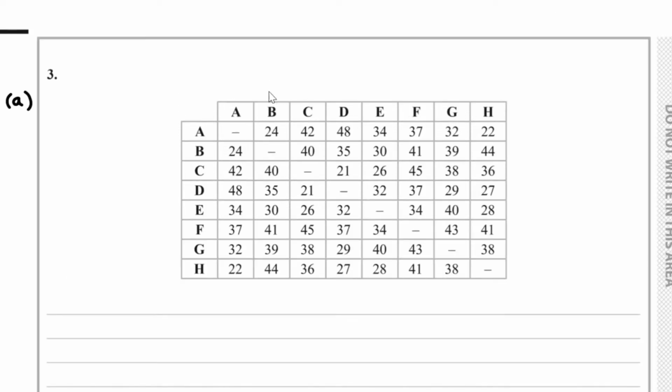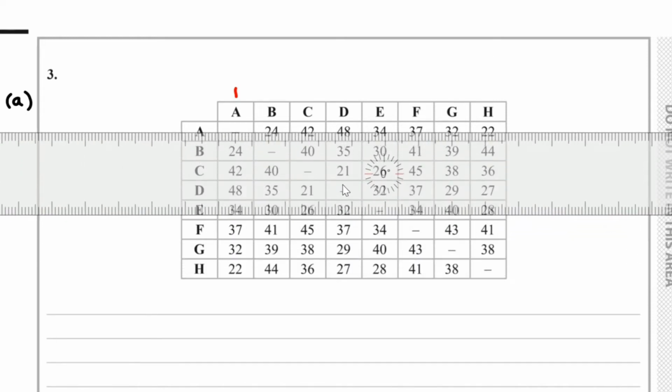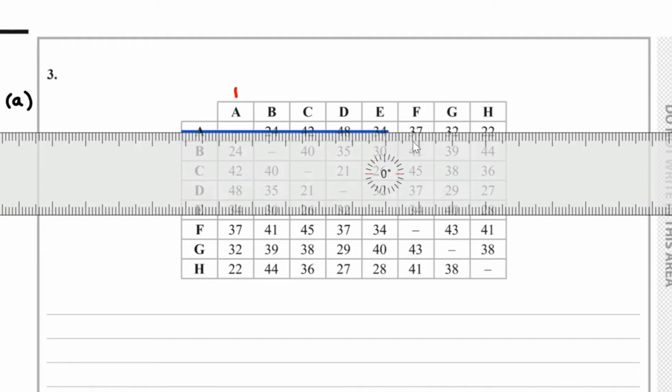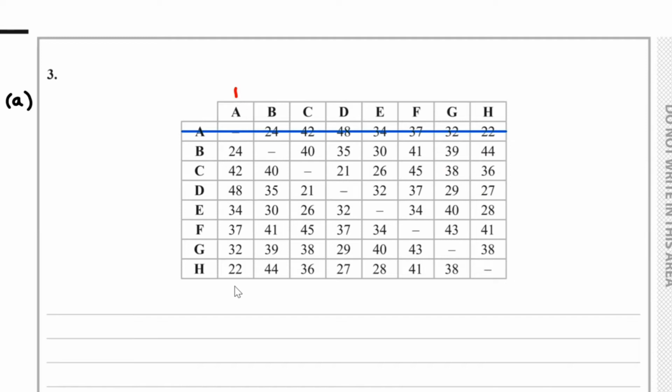So, for part A, we were told we need to start with A. So, we write a number 1 above column A, and then we delete all of the row A. Looking down column A, we look for the smallest entry. The smallest entry is this 22. So we have A, H, with a weight of 22.